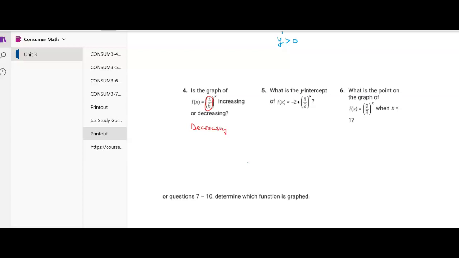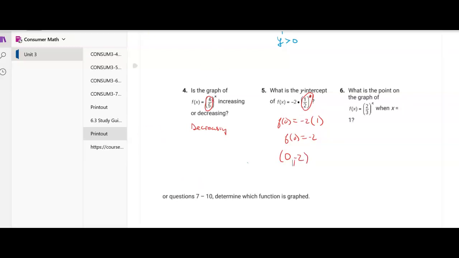Now, when I graph this again, the y-intercept, if this changes to 1/2 to the 0 power is 1, so f of 0 is -2 times 1, right? Because anything to the 0 power is 1. So f of 0 is -2. So my y-intercept here would be (0, -2).